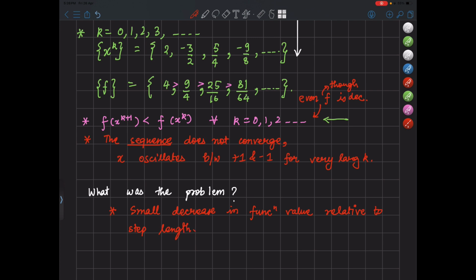So step length was reducing properly, but even though f was decreasing with each iteration, the rate at which it was decreasing went smaller and smaller compared to the step length. So the decrement in f should be good enough. That's one learning from this example. We should choose such an alpha that the decrement in f is significant. It should not be very small. Okay, this is the first learning.